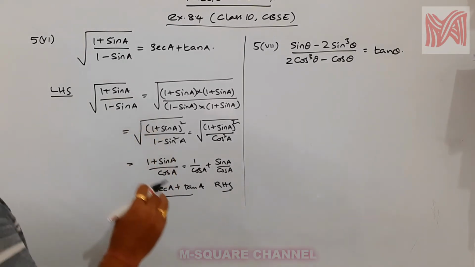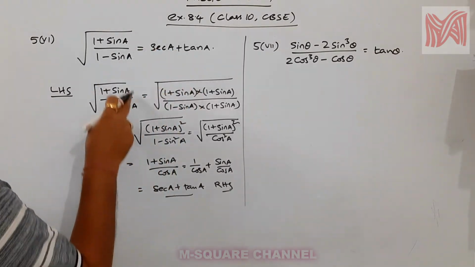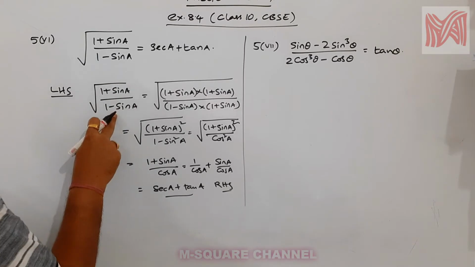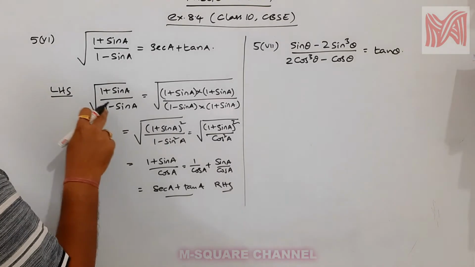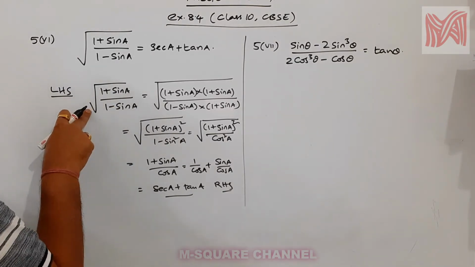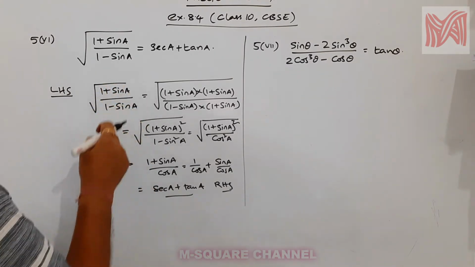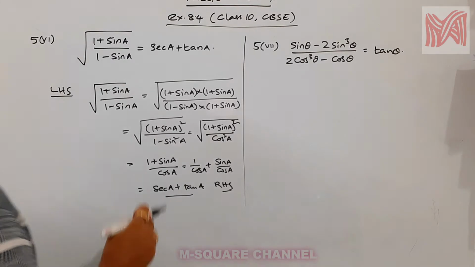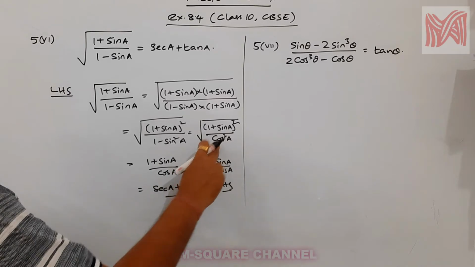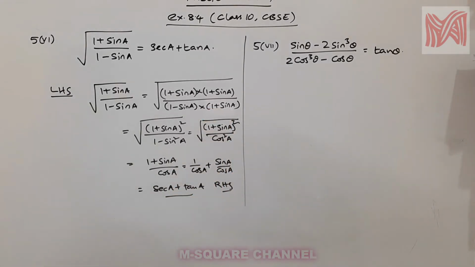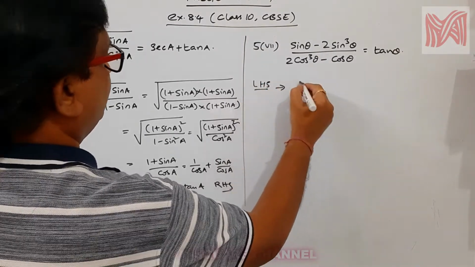In this question, just think that the answer is secant and tan. So how can you convert? See the denominator and the square root. These two are important to remove: the denominator and the square root. First of all, the square root. To remove the square root we want squares, with a whole square inside. That's why 1 plus sin A whole square, 1 minus sin square A. This is cos square A, so cos square. So removing the roots.